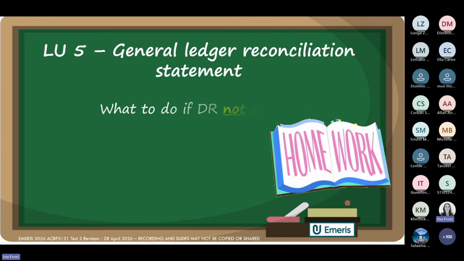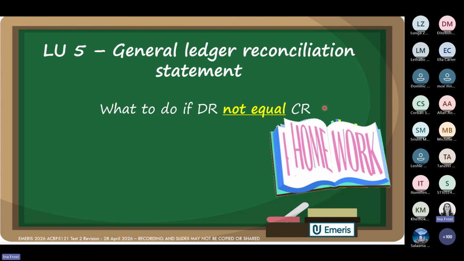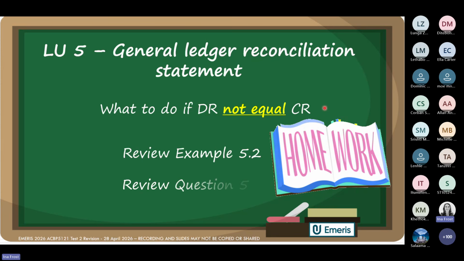The last thing that comes up in Learning Unit 5 is your General Ledger Reconciliation Statement. And this general ledger reconciliation statement comes in when we have the scenario where your total debits are not equal to your total credits of your trial balance. Then, as the bookkeeper or the accountant, we need to go and investigate and find the reasons for the balances not being the same. And then we have to make all the adjustments. So in your textbook, there's one example and one question that you can practice on preparing a general ledger reconciliation statement.